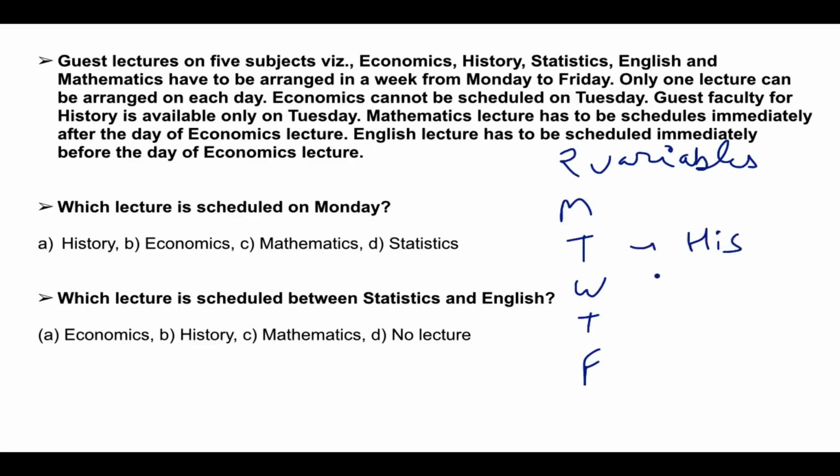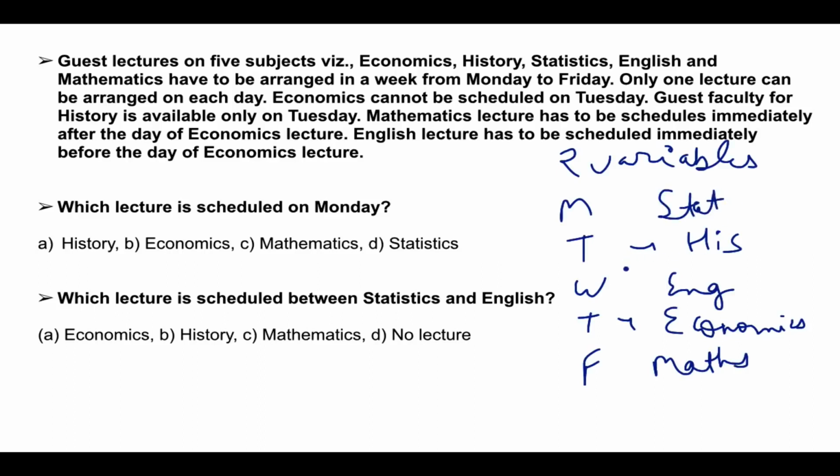Maths lecture has to be scheduled immediately after the economics, and English lecture has to be scheduled immediately before the economics. So economics is in between. Economics cannot come on Monday, and economics cannot come on Wednesday also, because just before that has to be English. So it has to come on Thursday. So it is the day of economics. And now it is very easy to solve. Before it comes English, and after it comes maths, and the only remaining place is for statistics. It's very simple.